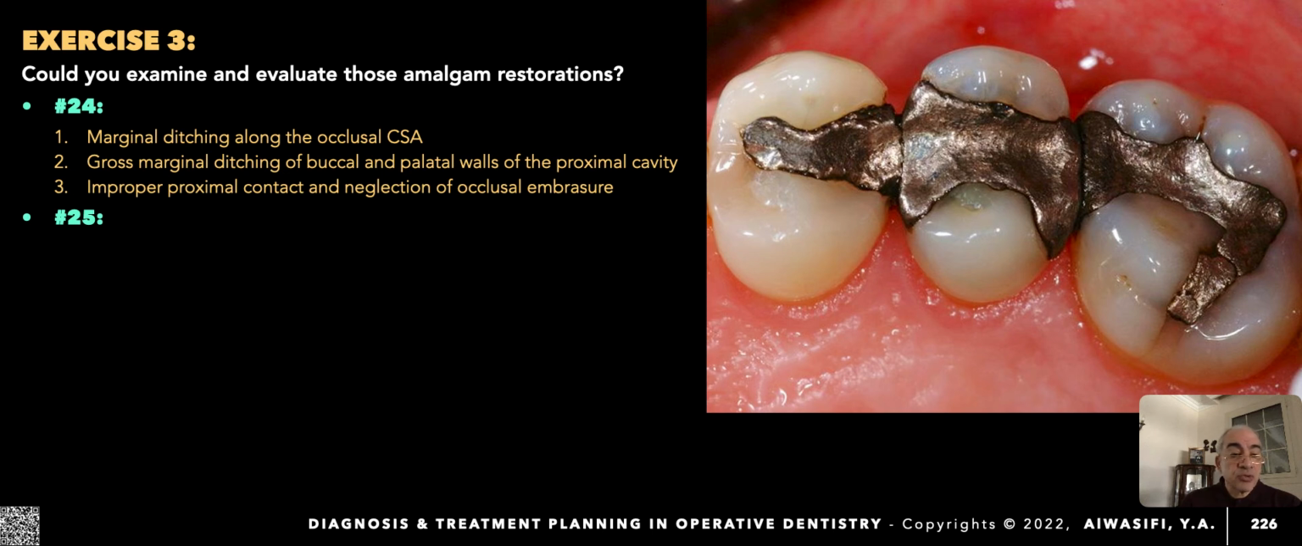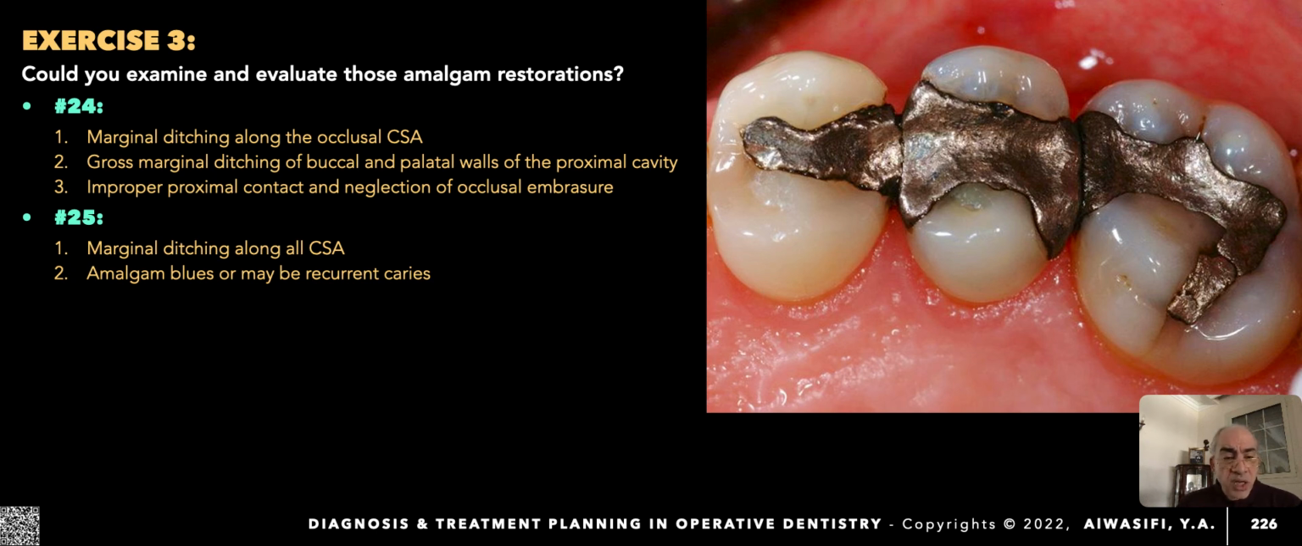For tooth number 25, it is the same marginal ditching along the cavosurface angle, amalgam blues, or maybe recurrent caries. It seems to be amalgam blues towards the buccal and lingual walls of the occlusal surface, but due to marginal ditching at this area, we are not sure if it is blues or caries because we already have an open margin, and most probably, in my opinion, it is a recurrent caries.